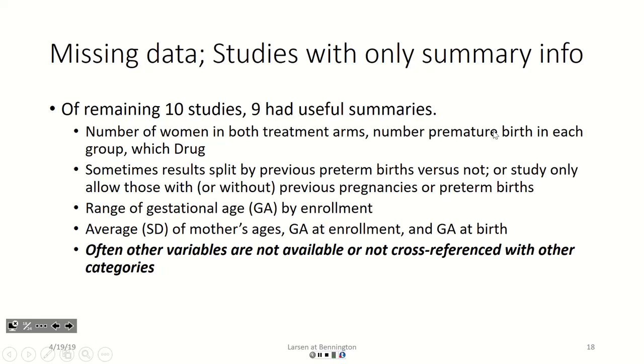But sometimes things weren't cross-tabulated. They'd say 10% of the mothers were smokers, but they wouldn't say 8% in this group, 9% in this group, and they wouldn't break that out further. That wasn't their purpose in their article. That was too much detail to report.